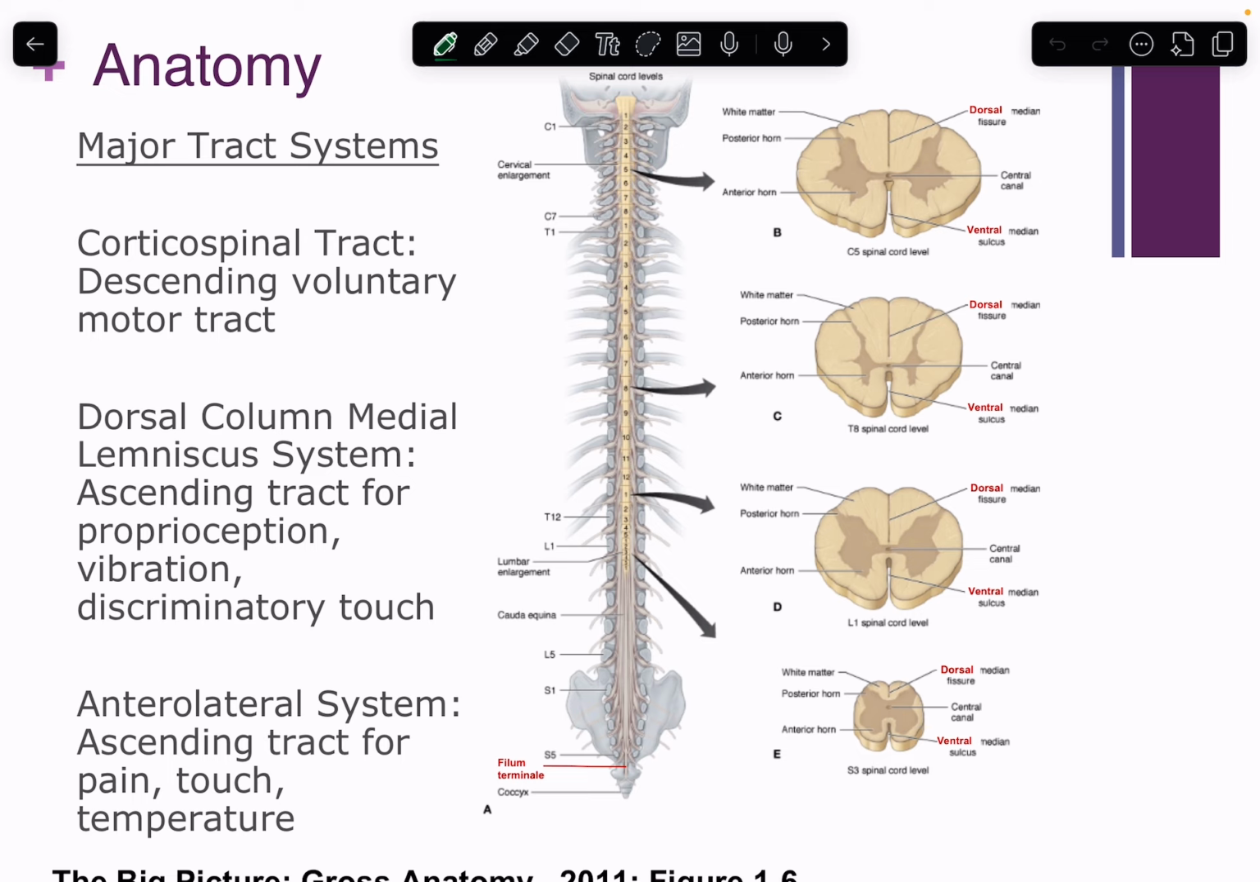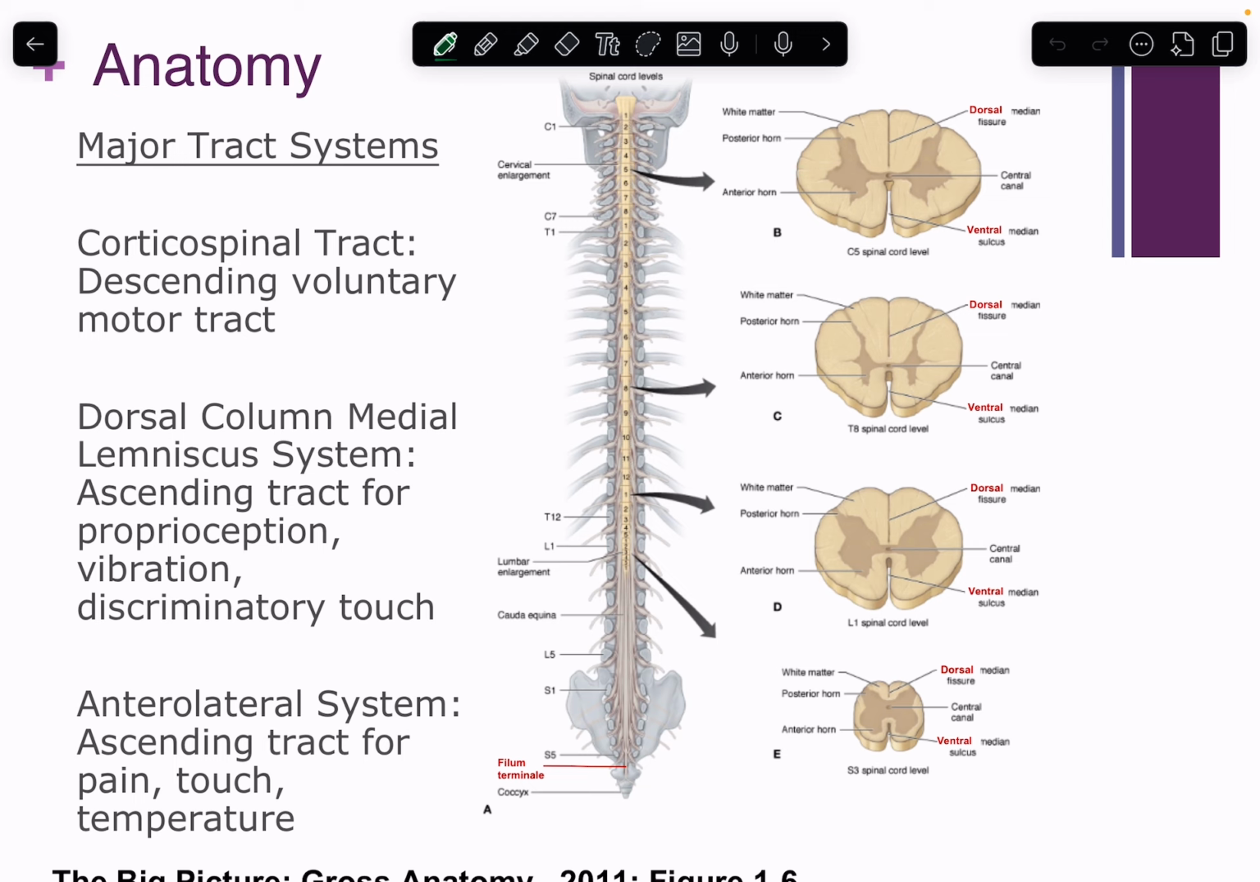The corticospinal tract is for motor control. It crosses at the medulla and it's for fine motor movements. The dorsal column medial lemniscal system is responsible for fine touch, proprioception, and vibration, and it crosses at the medulla. The anterolateral system is responsible for pain and temperature sensation, but it crosses at the level of entry in the spinal cord. Understanding this tract system is crucial in neurology and physical therapy for diagnosing and treating spinal cord injuries and neurological disorders.